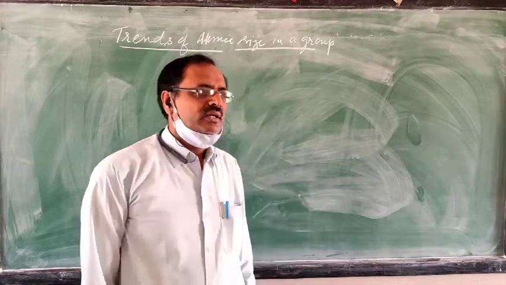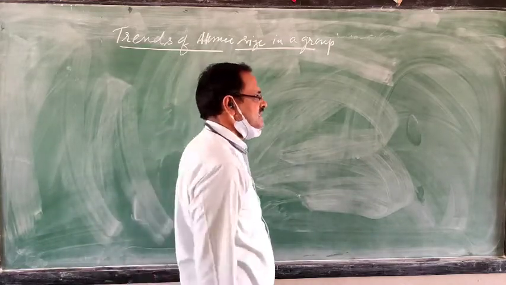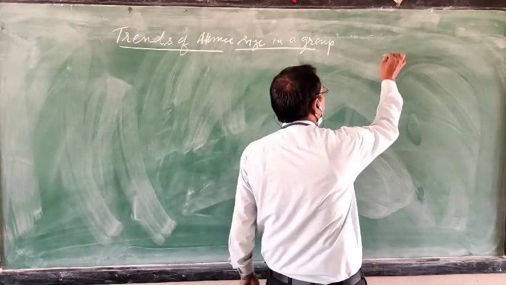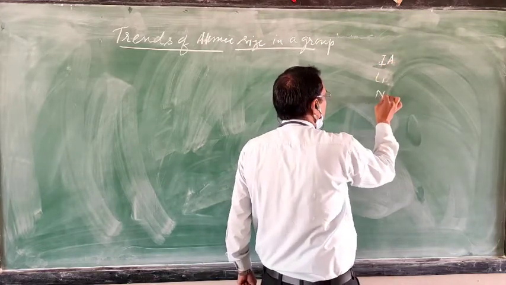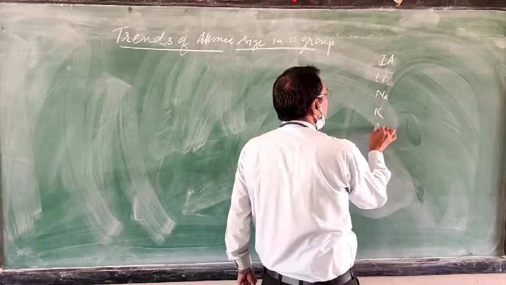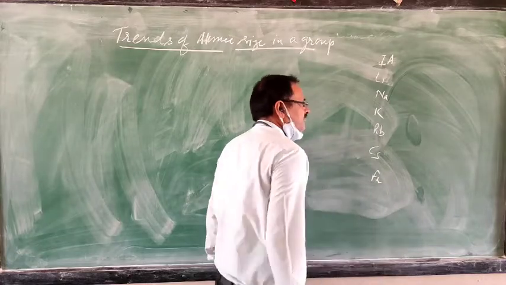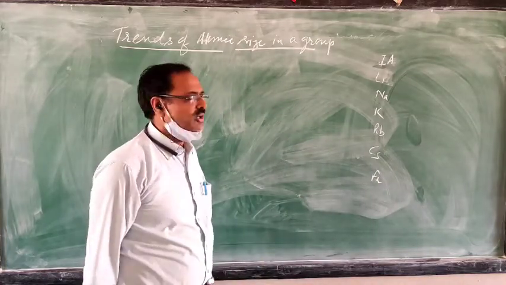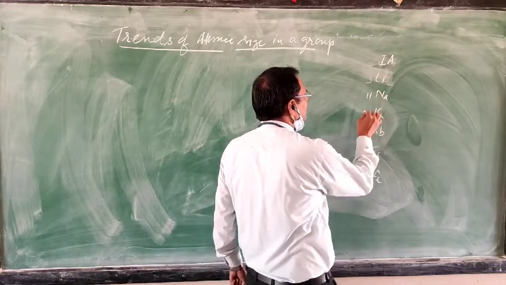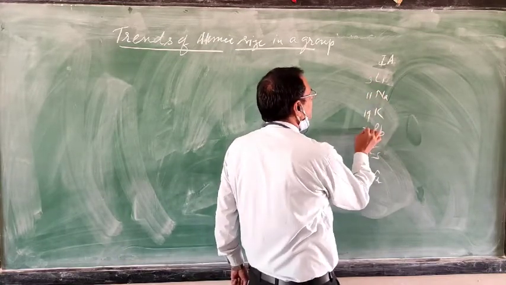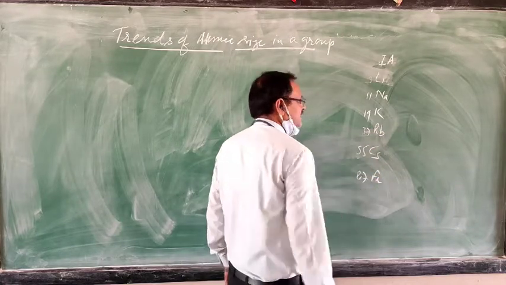So first of all, I will write all the elements of group 1A. All the elements are lithium, sodium, potassium, rubidium, cesium, francium. And the atomic numbers are 3 for lithium, then 11, 19, 37, 55, 87.